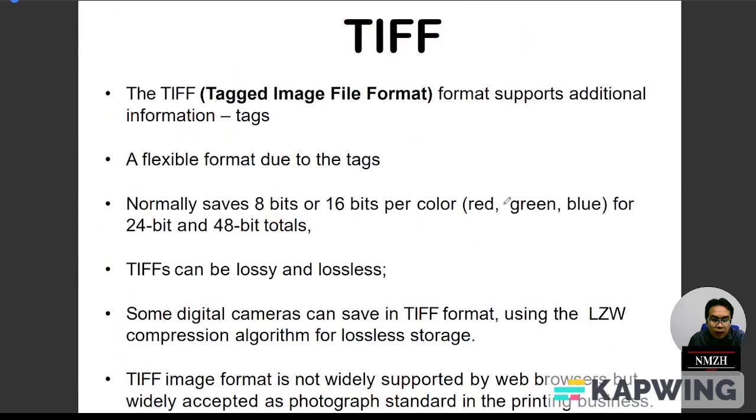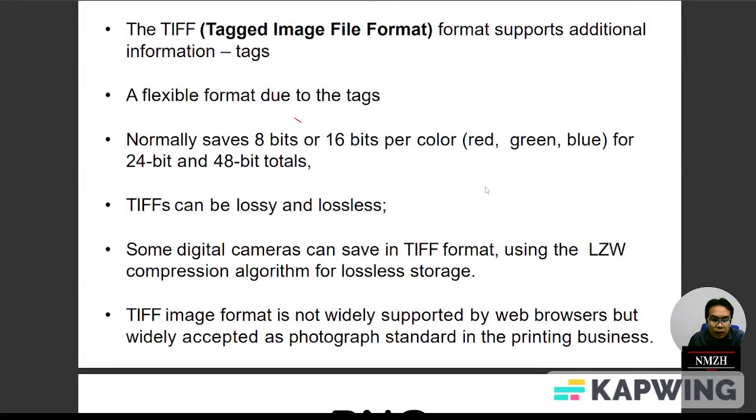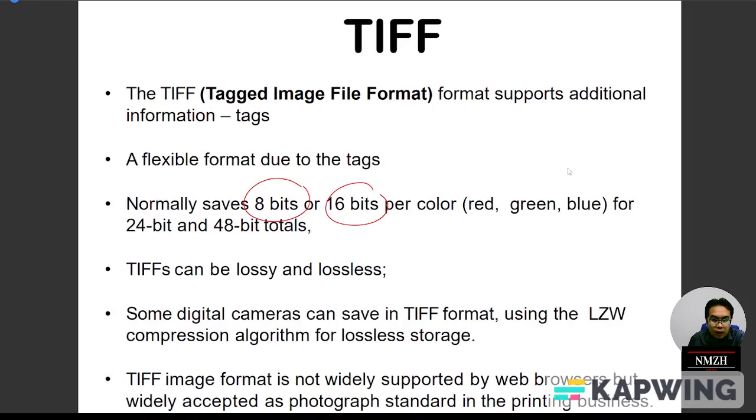TIFF, tag image file format, supports additional information tags. So it is flexible due to the tags. Normally 8 bits and 16 for TIFF. So color would be normal RGB, and in the case of 16 bits for RGB, 8 times 3 is 24, while this one times 3 is 48. So it could be lossy and lossless. Some digital cameras save in TIFF format, using LZW.